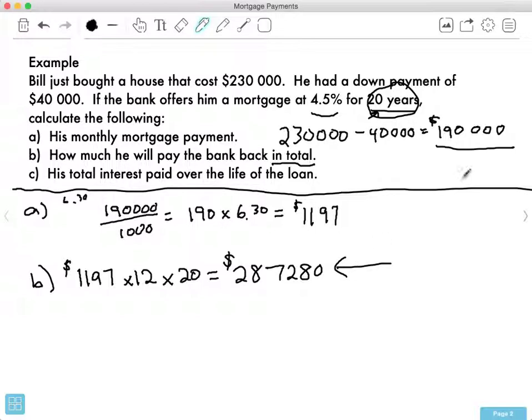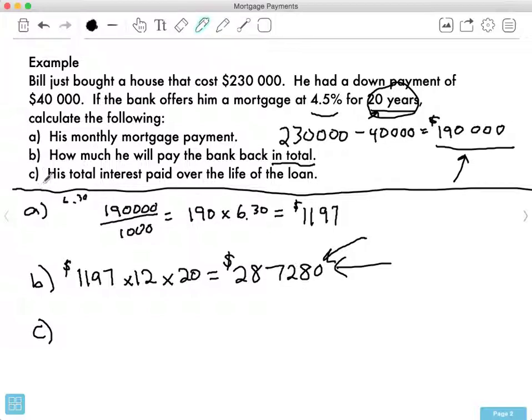So the question might be, if he only borrowed $190,000 and he pays back $287,000, why is he paying back more than he borrowed? The answer is interest. You'd be hard pressed to find a mortgage in Canada where the bank does not charge you interest. If you can, jump all over that. But for most of us, you're going to be charged interest. Now this is 20 years of interest all built up.